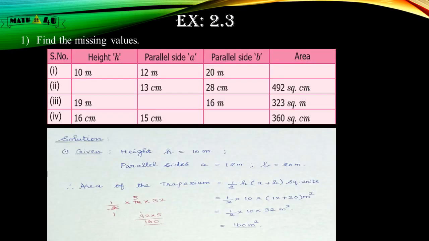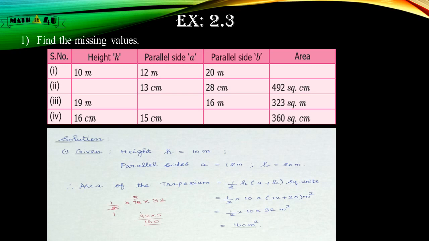Exercise 2.3. Find the missing values. A table is given. Some values are missing. You are asked to find the missing values. In the first problem, height is 10 meter. Parallel side A is equal to 12 meter. Parallel side B is equal to 20 meter. You are asked to find the area of the trapezium.